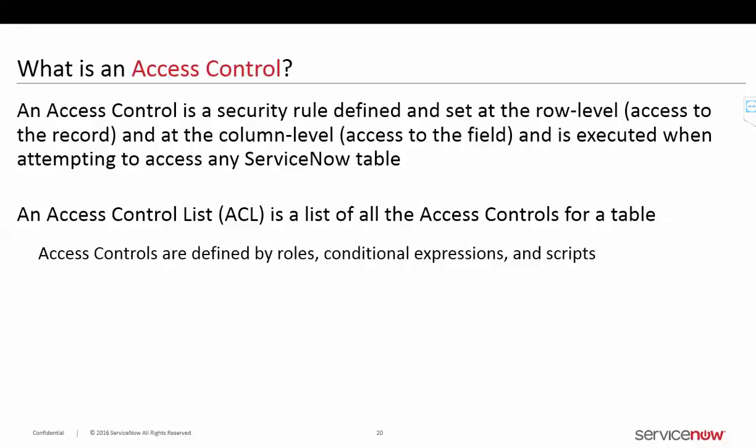What is an access control? That is a security rule defined and set at the low level, so at the record, right? And at the column level, so at the field, and it is executed when attempting to access any ServiceNow table, right? So if I have an ACL in place, somebody may be able to see the list of records but may not be able to click on any of those records and open them, right? Because the rule is down at the ground level, at the row level, as in a record.